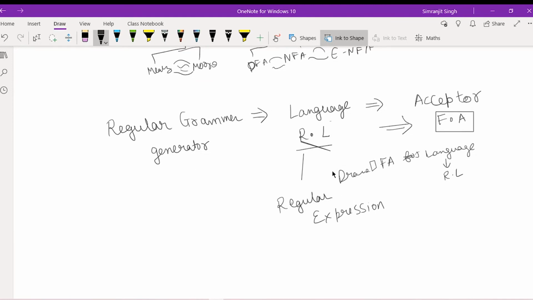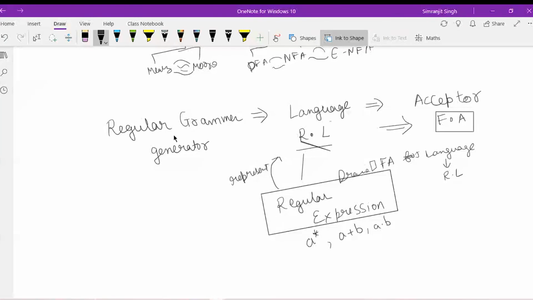I have told you some bits and pieces of this regular expression. Keep in mind that a raised to power star is a regular expression, a plus b is a regular expression, and a dot b is also a regular expression. Now I will talk about regular expressions extensively. A regular expression is used to represent a regular language.